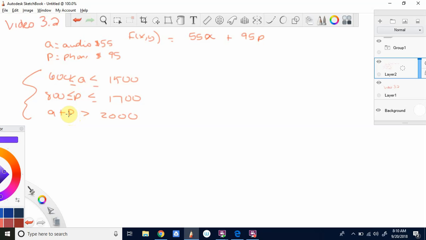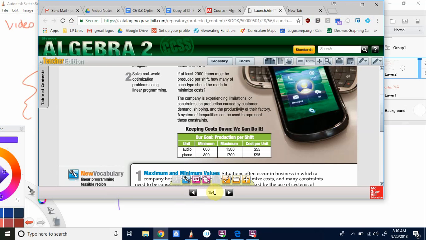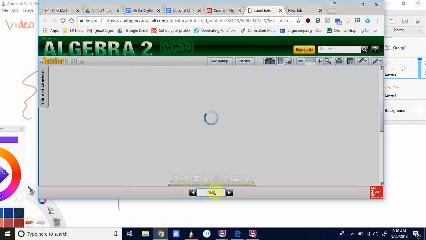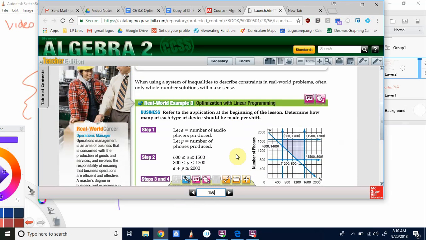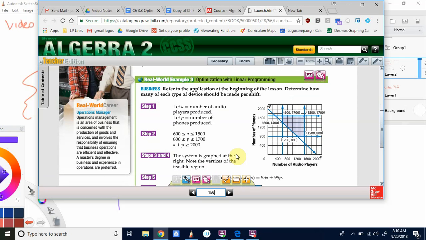All right? So what you're going to do is you're going to graph these. And here's where we probably want to use our calculator or make sure that our graphs show some pretty large numbers. So let's go look at what that graph looks like. So we're going to let them graph it. So remember, this is A greater than or equal to 600.